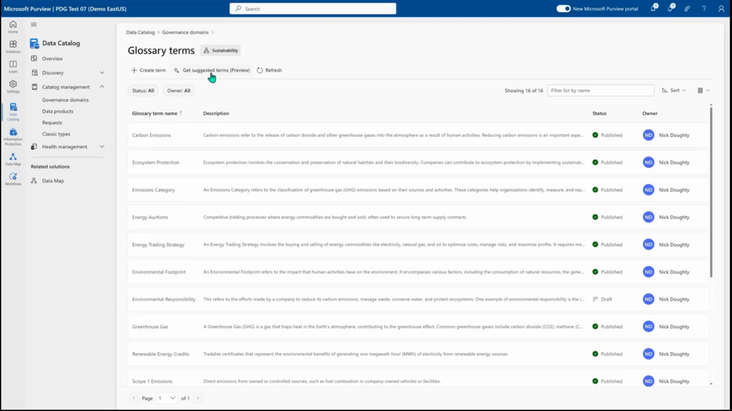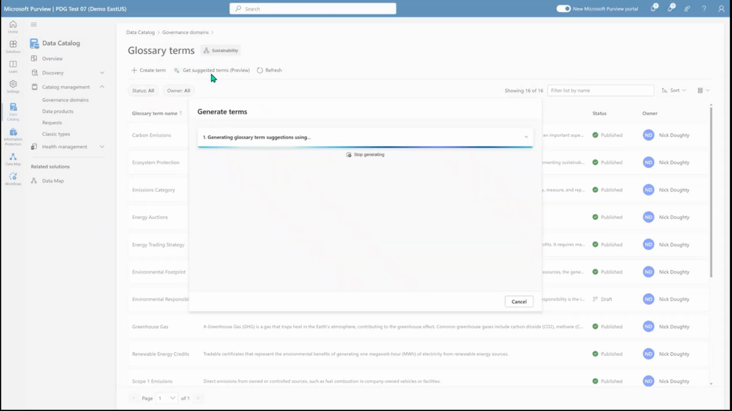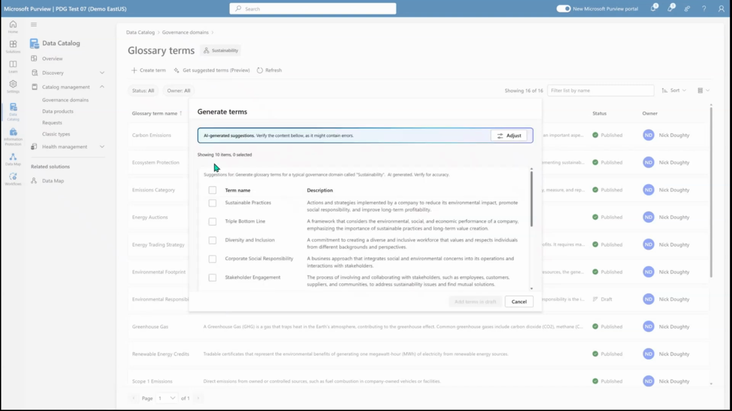Within glossary terms, you can also use get suggested terms to understand and have AI help propose new glossary terms for you to see what are some of those things that you might want to include or discuss within your sustainability domain.